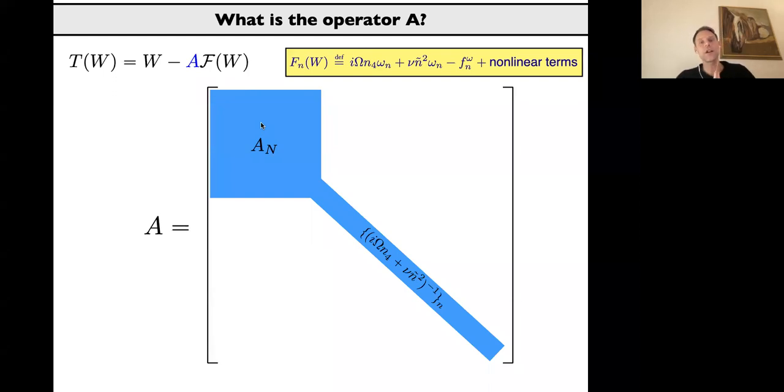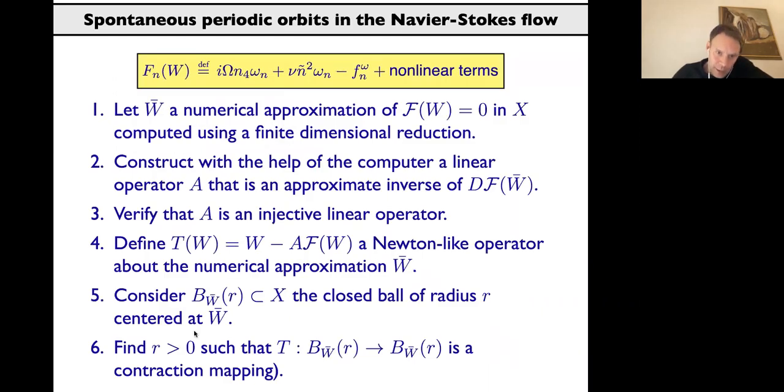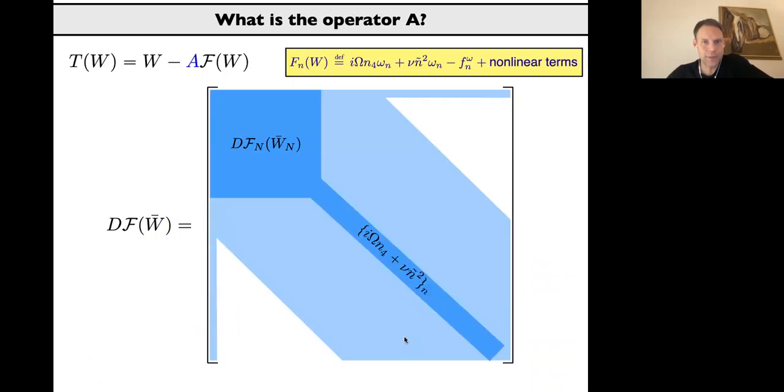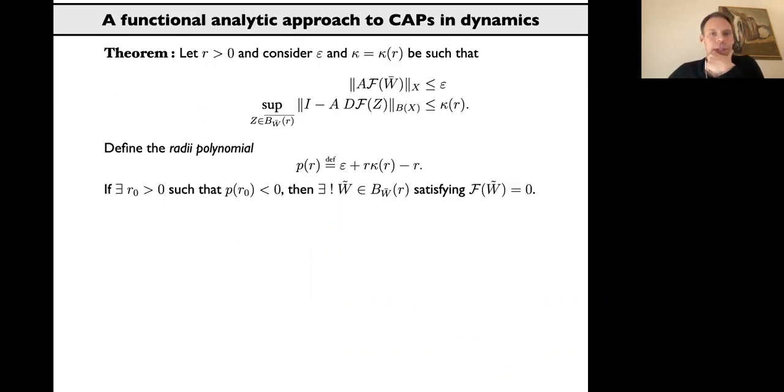So now I have this operator A, which acts as an approximate inverse. Now I can define this Newton operator based on this computer-assisted approximate inverse. And then I can go back and compute the bounds from the Newton-Kantorovich theorem to show that we do have a contraction. Okay, so this is what we did. At this point, we have W bar, the Newton-like operator, and the approximate inverse. So we have to compute these bounds.